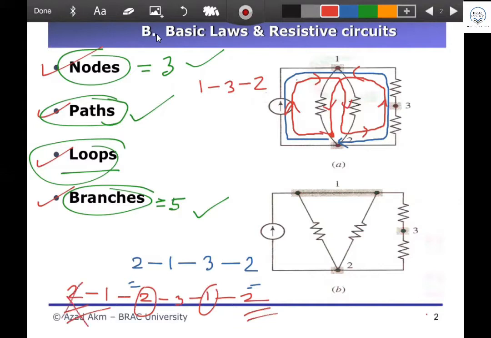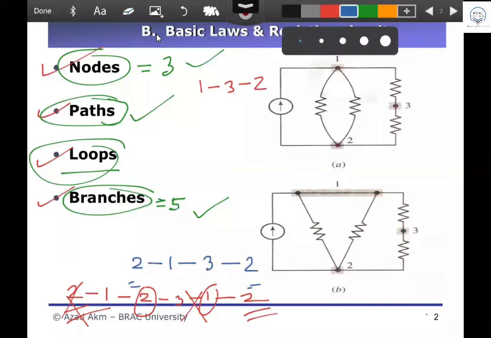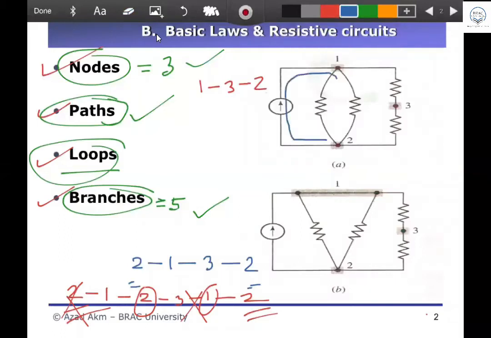Can we say there are 2 loops? Yes, you can say there are 2 loops. Good point, excellent, beautiful understanding. I start from 2 and come back to 2, that is one loop. Another loop can be like this.